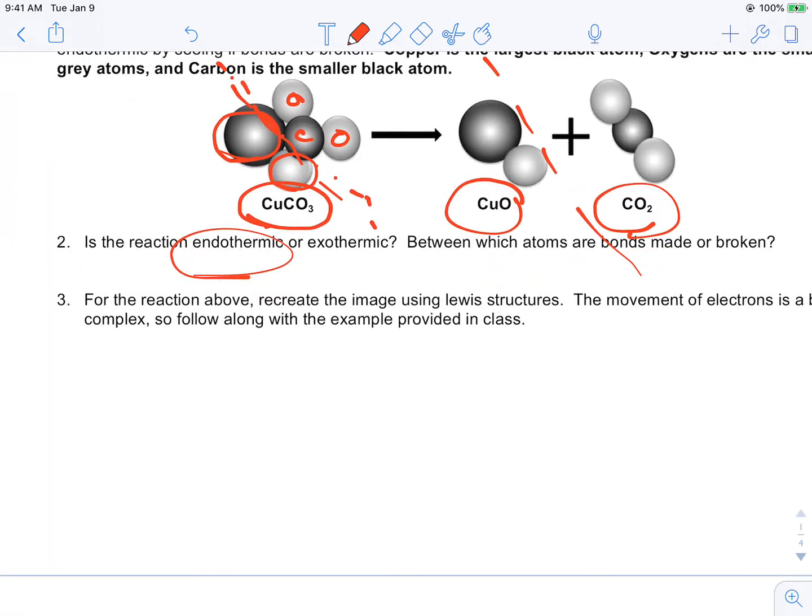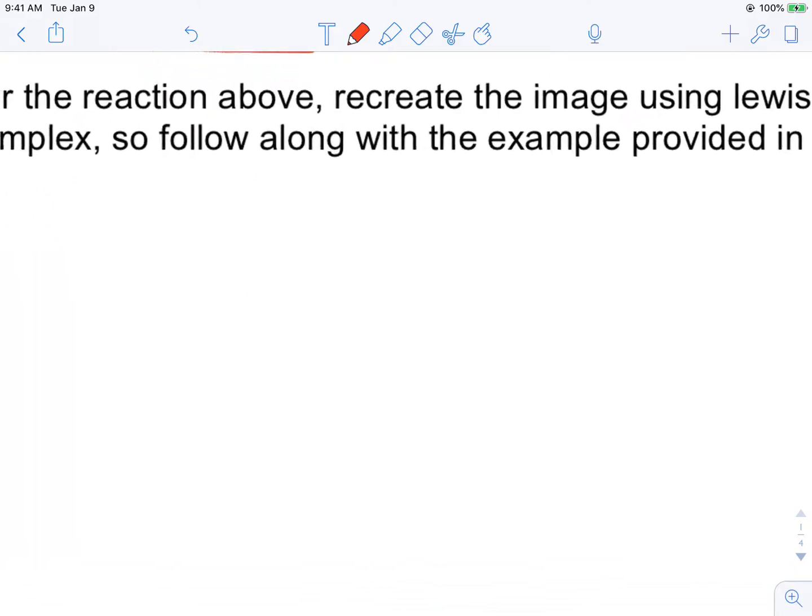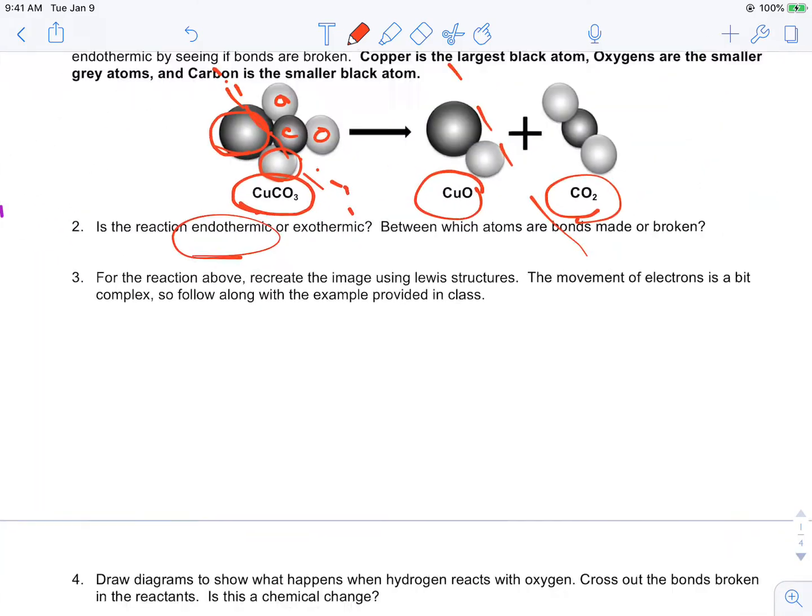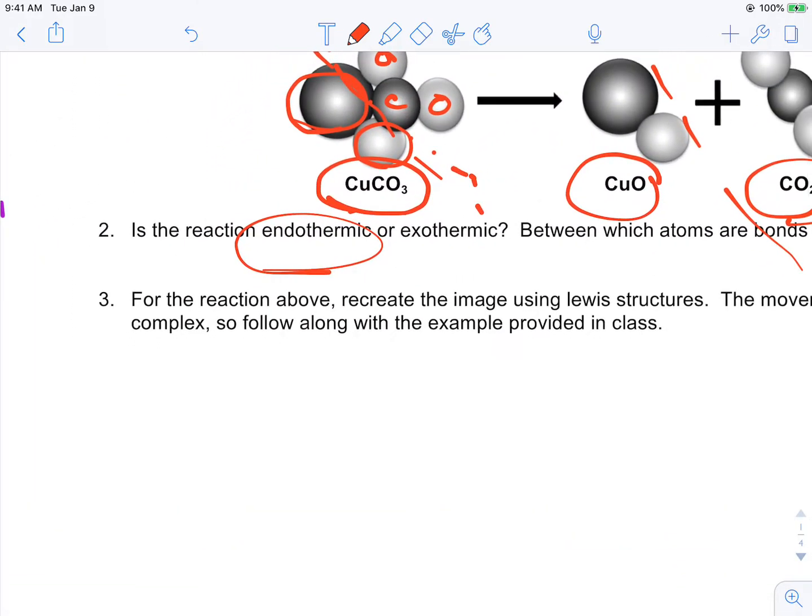But now what we're going to do is very, very tricky. We're actually going to represent these molecules as Lewis dot structures. So to start, we have copper. I'm going to zoom out a little bit. Copper will have two valence electrons that it will have given. This is a copper ion, so it's going to have a charge of 2+. Then we're going to do the rest of the atom.